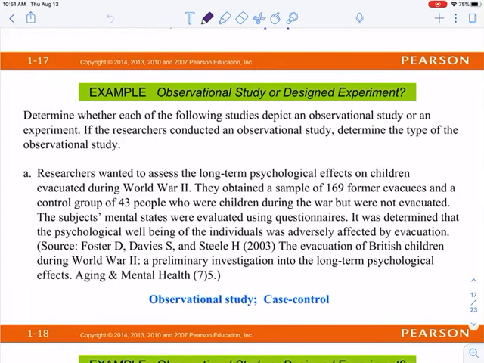The subjects' mental states were evaluated using questionnaires. It was determined that the psychological well-being of the individuals was adversely affected by the evacuation.